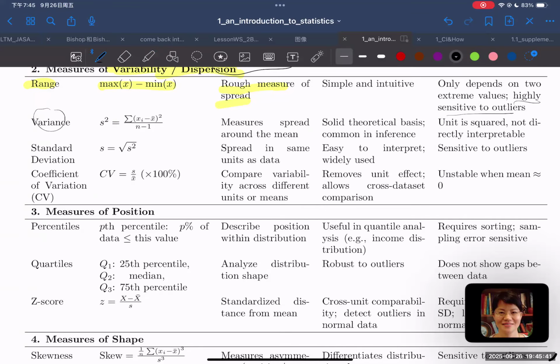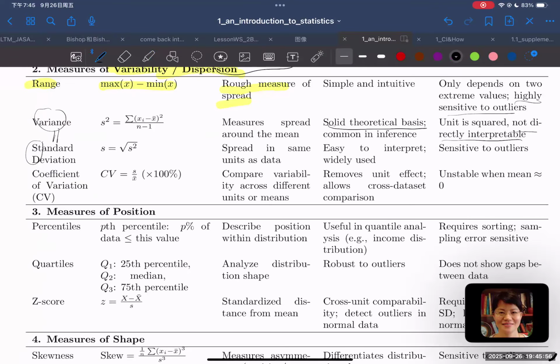The next one is the variance. Variance has a solid theoretical basis, but is not directly interpretable, right? The third one is the standard deviation, or just like standard error. I think there is not much difference between these two. And next one, the CV, coefficient of variation. This one compares variability across different units of measurement, but it is unstable when the mean value is 0. Yeah, but it provides some cross dataset comparison.